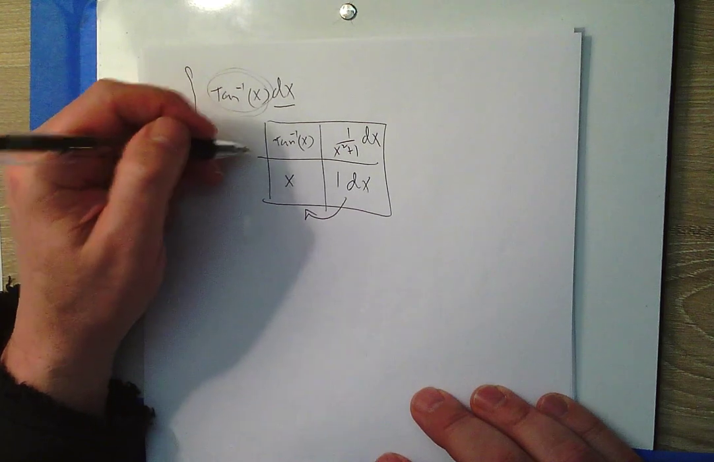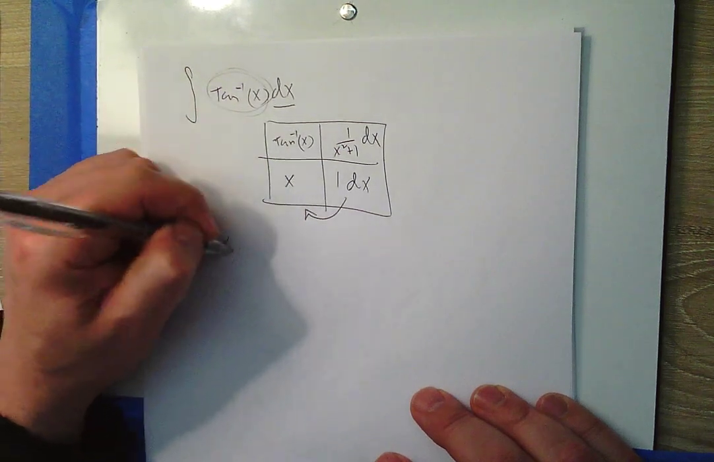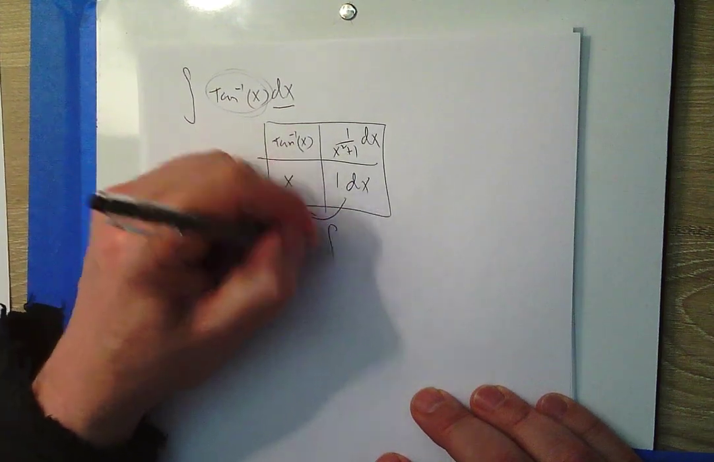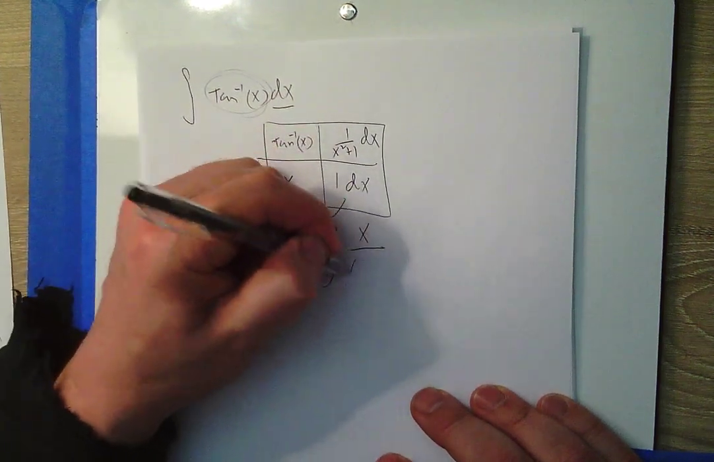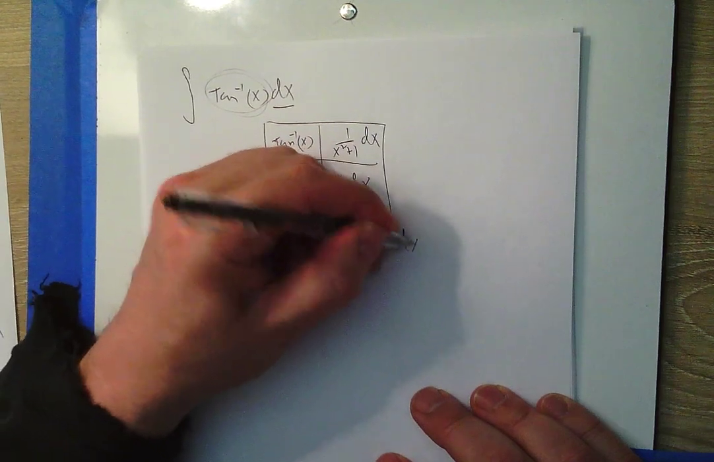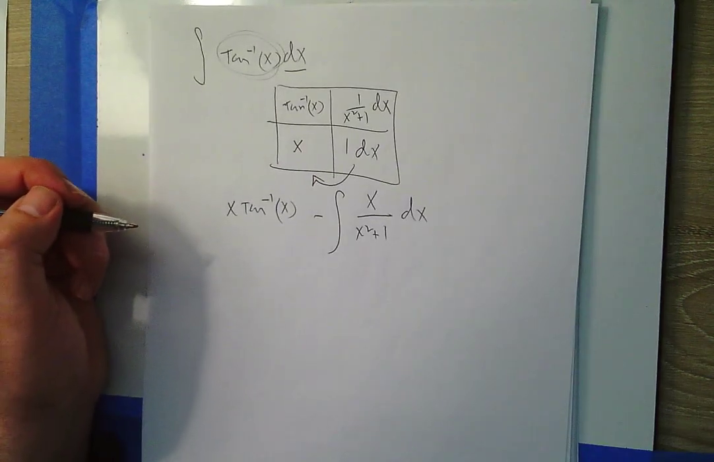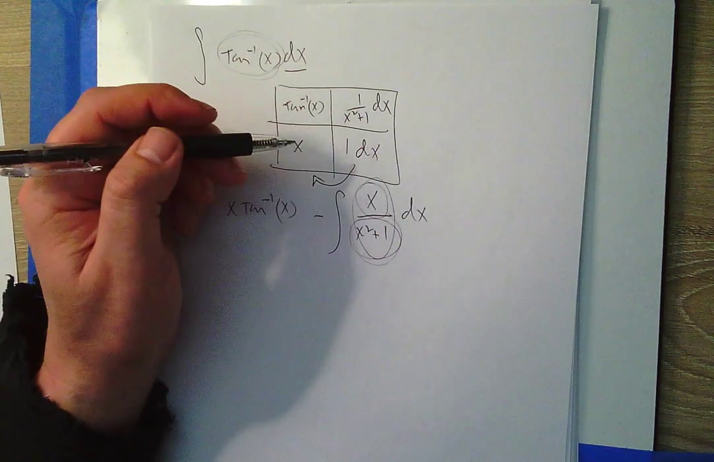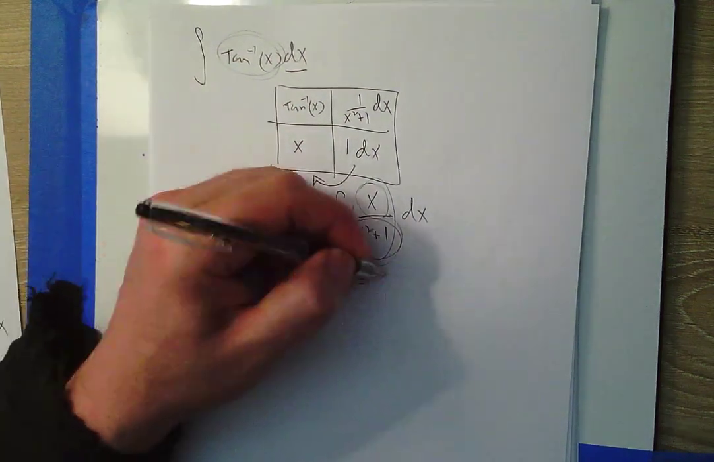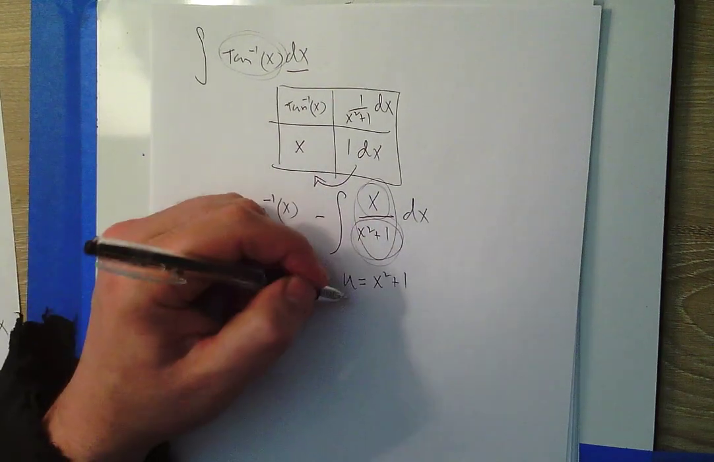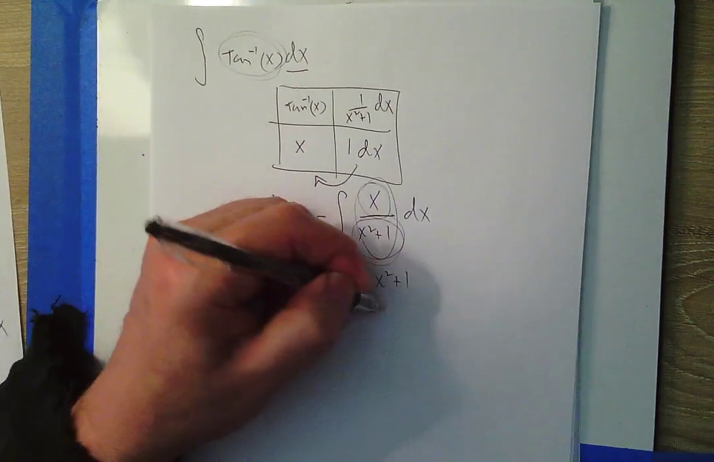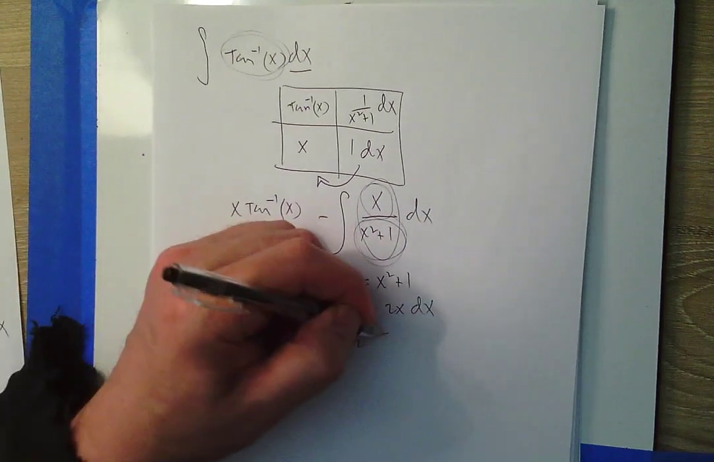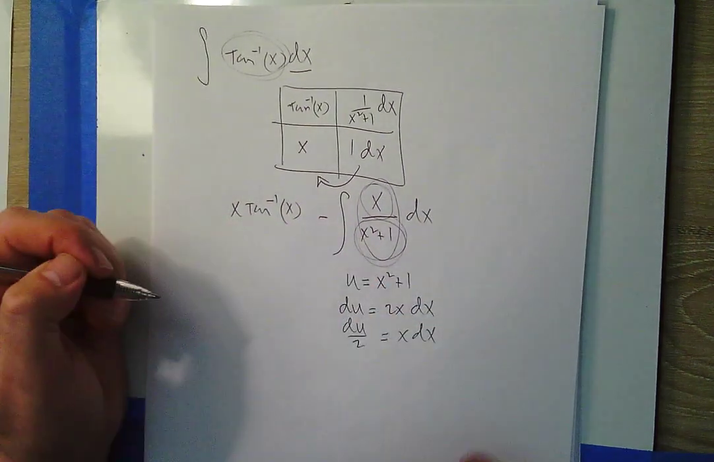So here, when I integrate, I'm going to have x tangent inverse x minus the integral x over x squared plus 1 dx. Ooh, look at that. That's a u sub. I see a function and its derivative. U equals x squared plus 1. Du equals 2x dx. So du over 2 equals x dx.